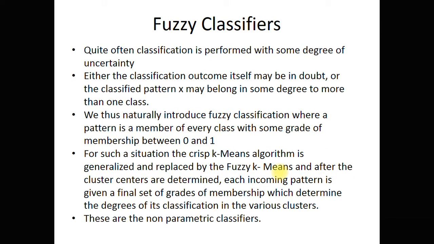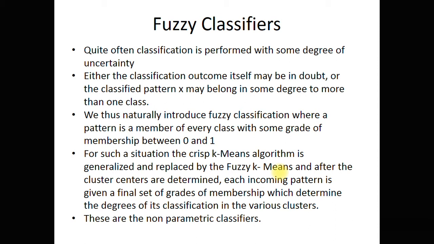Then there are fuzzy classifiers. Quite often classification is performed with some degree of uncertainty. We have already seen the concept of fuzziness. So fuzziness is being vague and not precise. Either the classification outcome itself may be in doubt, or the classified pattern X may belong in some degree to more than one class. We therefore introduce what is called fuzzy classification, wherein a pattern is a member of every class with some grade of membership. Here naturally we do not have a crisp classification, but some kind of fuzziness associated with it.